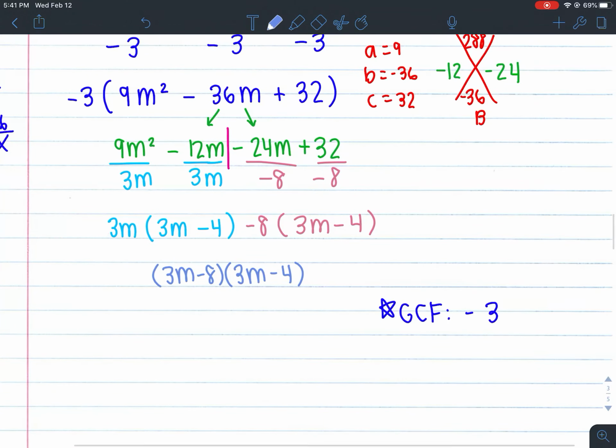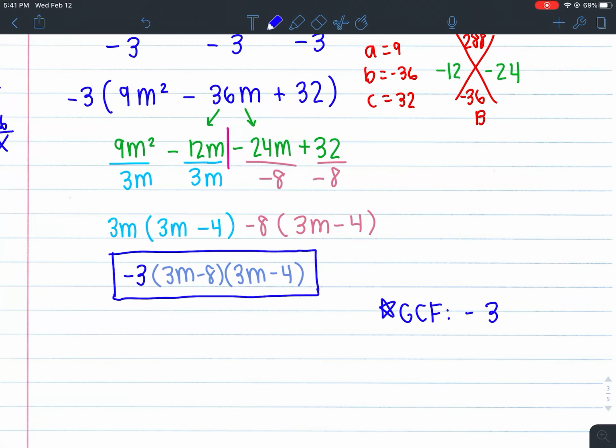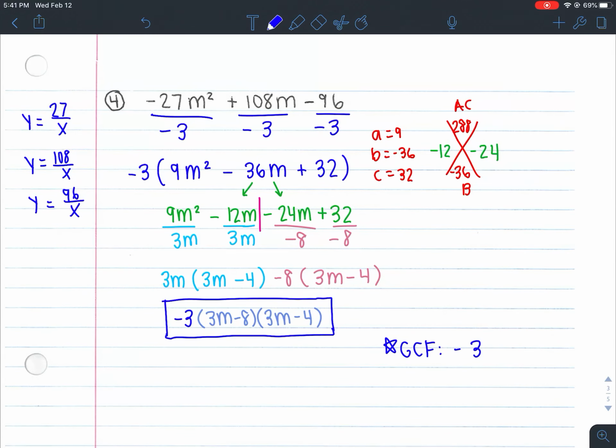Is this my final answer? No, because I got that GCF I took out at the very beginning, so we want to make sure it's there. Because if I were to check this and distribute, I would be missing that negative 3 that I need crucially. All right, well, that is it for when A is not 1.